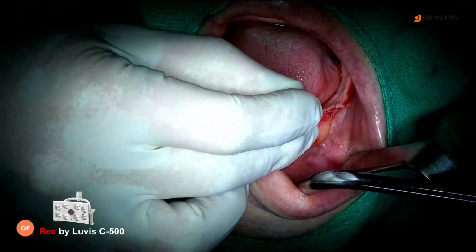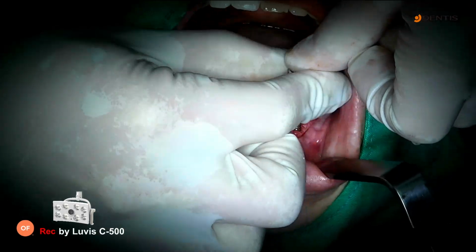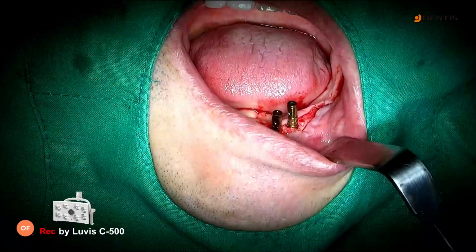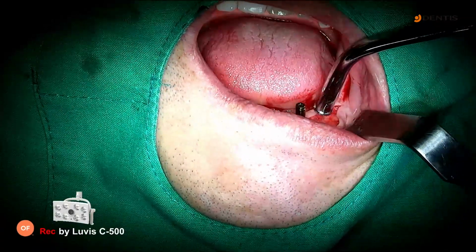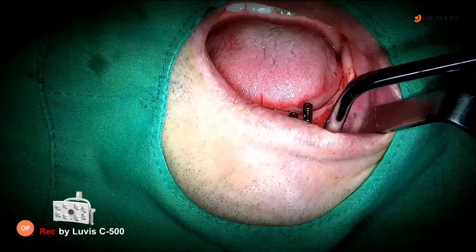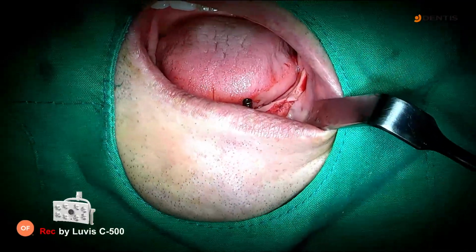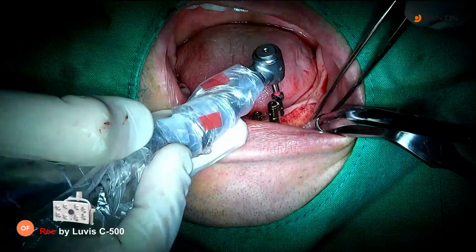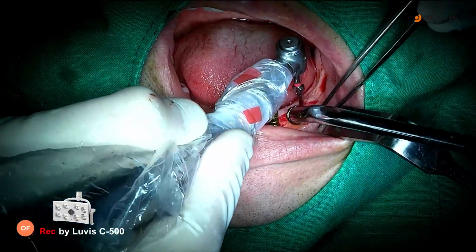Okay, this is the first premolar, the implant parallel pin, and then the 5.0, 8 millimeter first molar area. So I already marked the implant position of the first molar. You can keep this angulation in this manner.